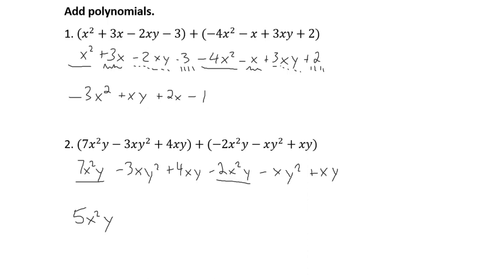And then we have an xy squared there and an xy squared there. So negative 3 and negative 1 give me negative 4xy squared. And then I have xy. And so with the xy, I have 4 plus 1, which would be 5xy. And that is how we're going to add those polynomials. All right, let's look at some examples with subtraction.